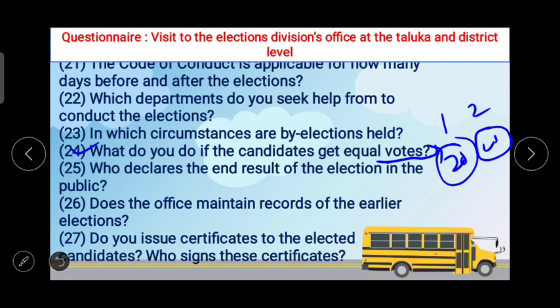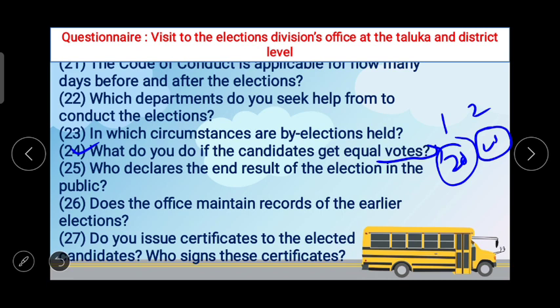Who declares the end result of the election in the public? Does the office maintain records of the earlier elections? If yes, then you can go through those papers if possible. Do you issue certificates to the elected candidates? Who signs these certificates? If certificates are given, then who signs them?